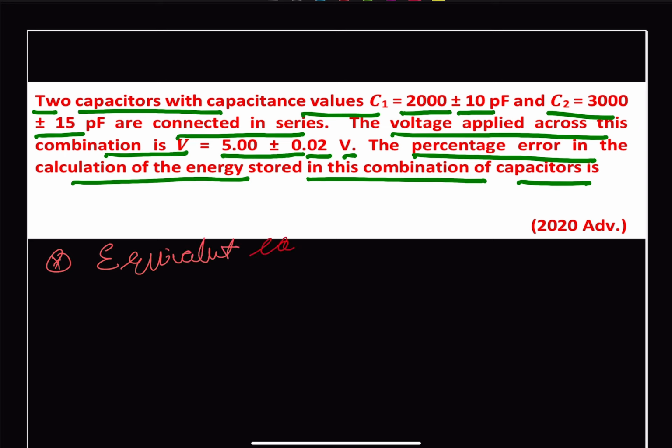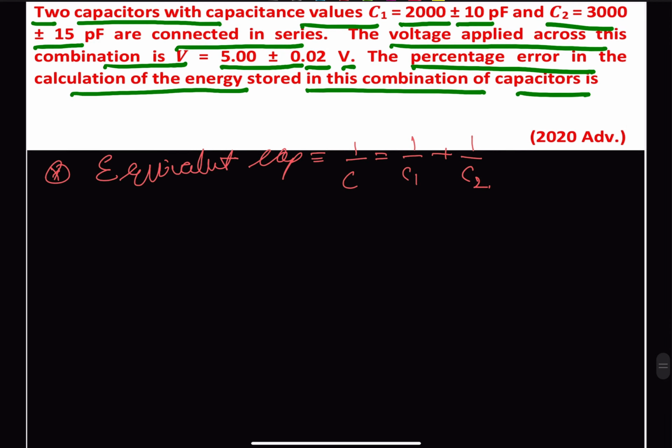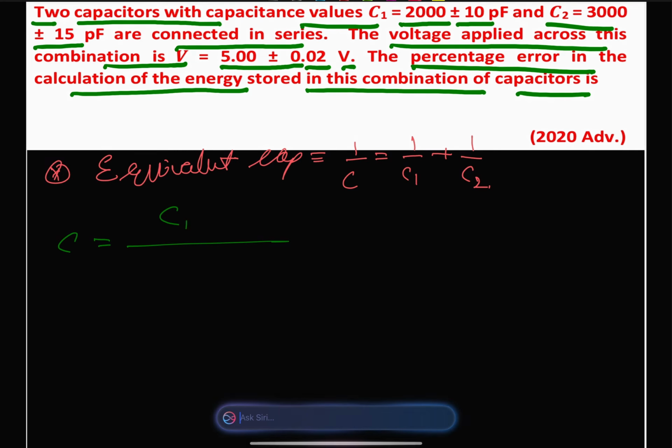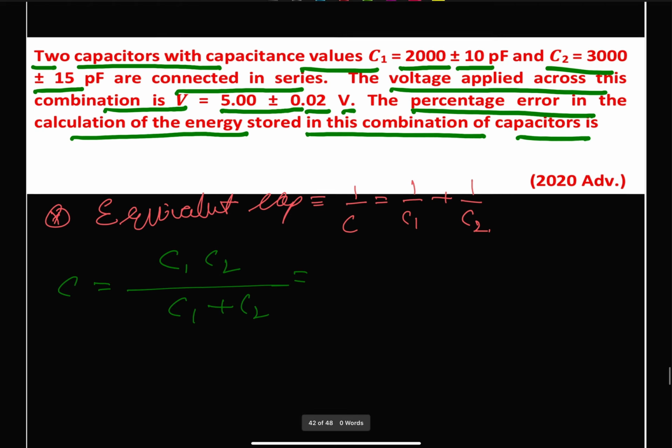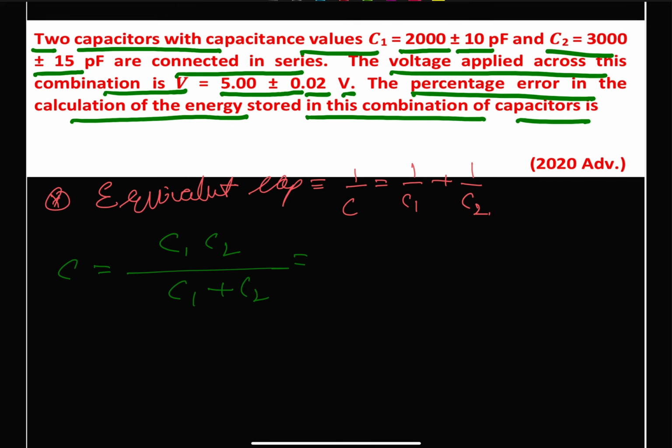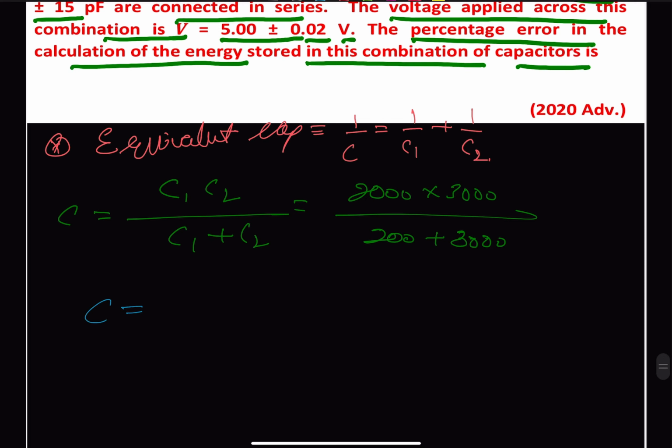Equivalent capacitance, that is our 1 upon C is equal to 1 upon C1 plus 1 upon C2. So this gives us our C is equal to C1 times C2 over C1 plus C2, which gives us 2000 multiplied by 3000 and 2000 plus 3000. So we get our value of C is equal to 1200 picofarad.